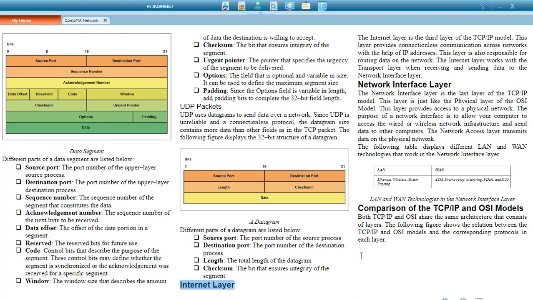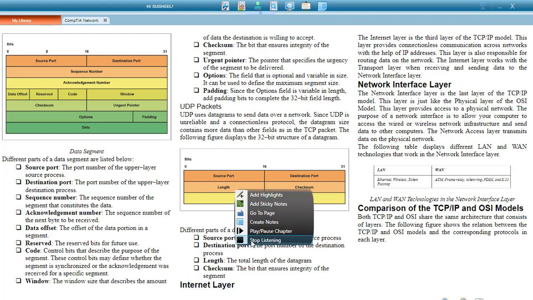Network interface layer. The network interface layer is the last layer of the TCP/IP model. This layer is just like the physical layer of the OSI model. This layer provides access to a physical network. The purpose of a network interface is to allow your computer to access the wired or wireless network infrastructure and send data to other computers. The network access layer transmits data on the physical network. The following table displays different LAN and WAN technologies that work in the network interface layer.